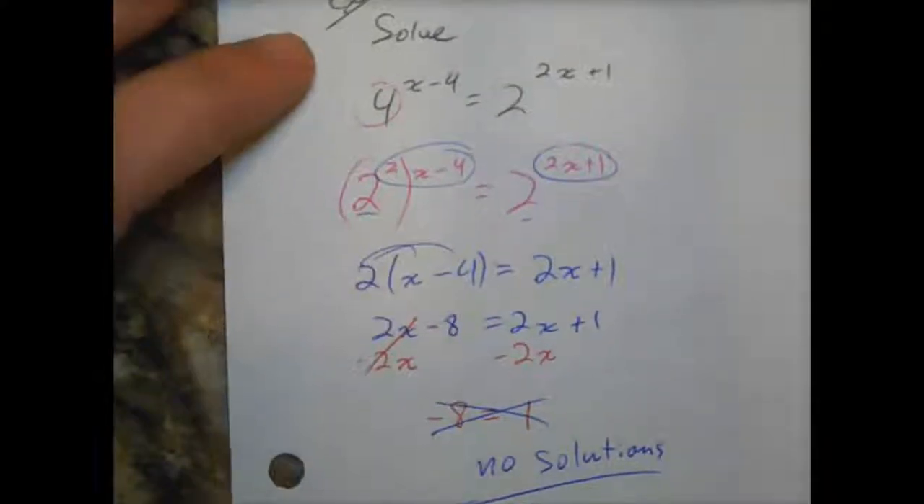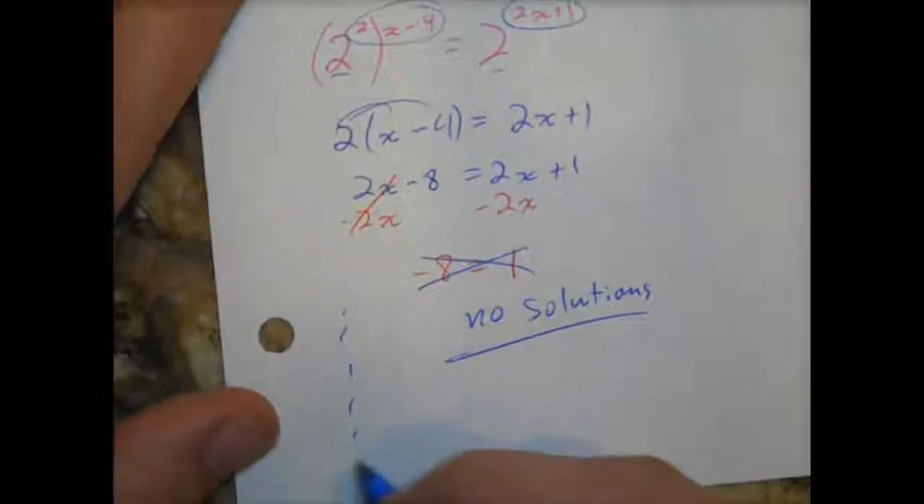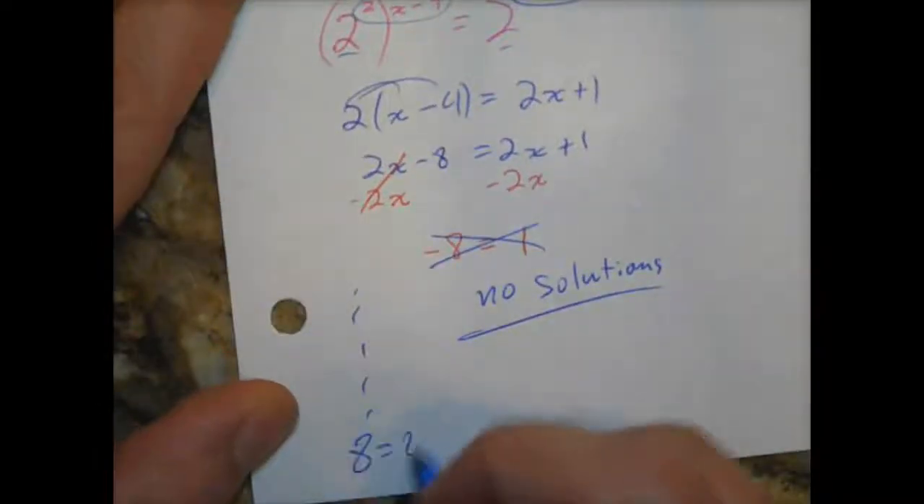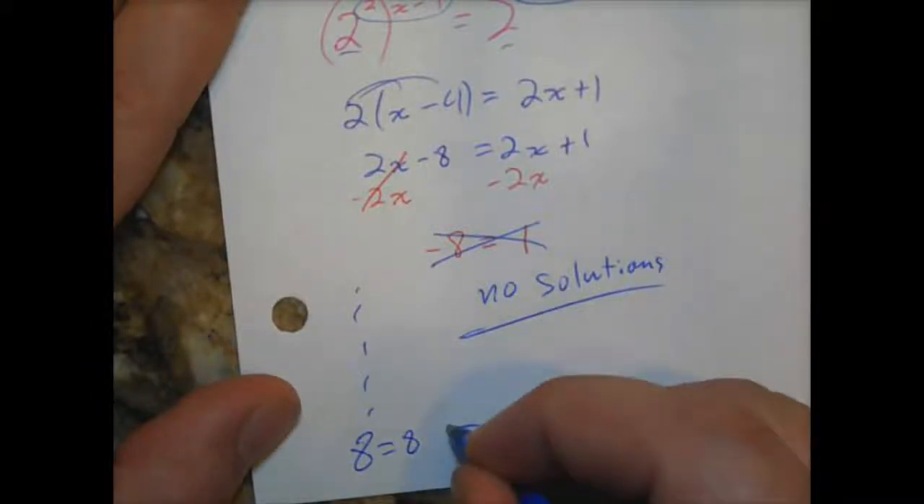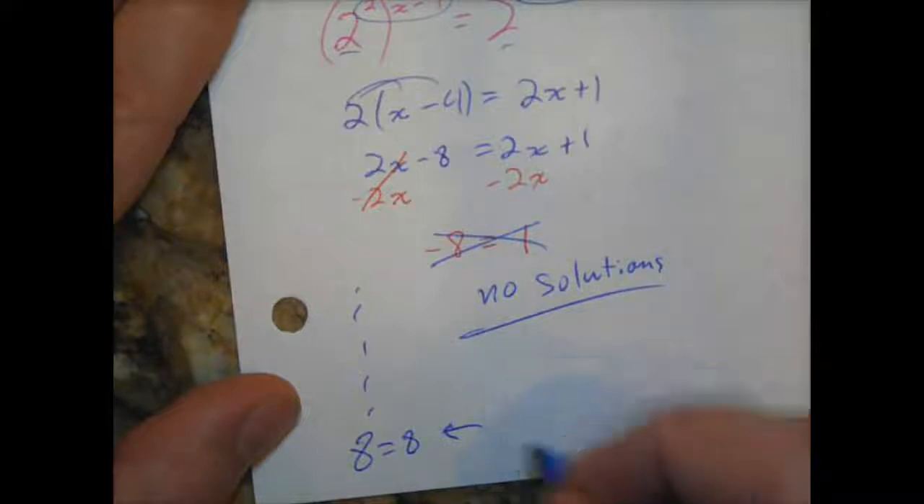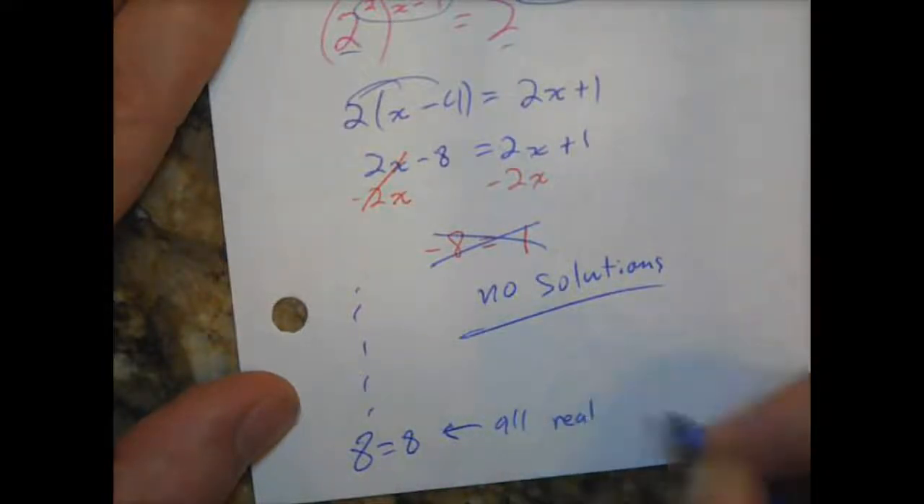Say we did the same kind of work. We worked it down, and we get down to like 8 equals 8 or something like that. Don't forget that if this is a true statement, what this means is this would give us any real number. So, all real solutions.